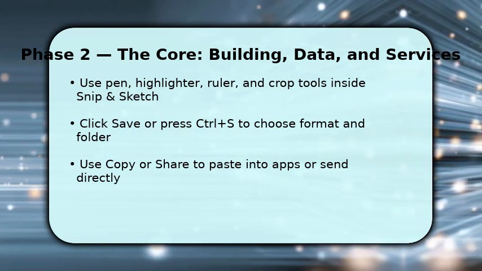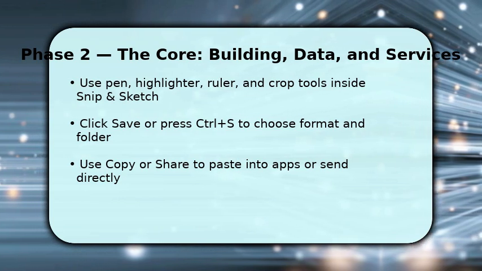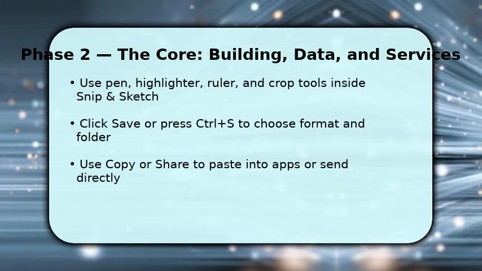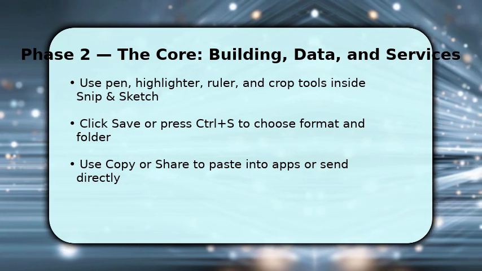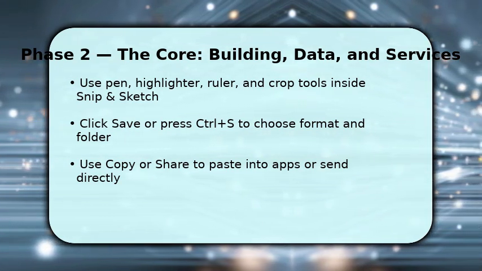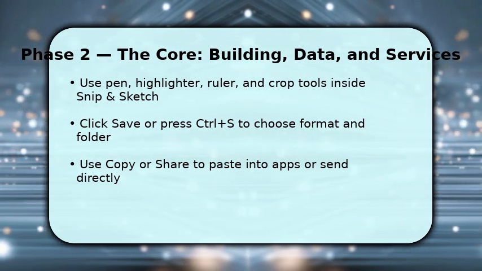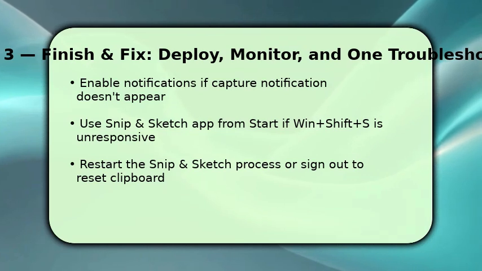When satisfied, save the file, press Ctrl plus S to pick PNG or JPG, and set a destination folder. If you need to paste somewhere else, choose Copy or use Share to send the image to Mail. To finish, confirm the image was saved and that your annotations look right. Close the editor to free memory.